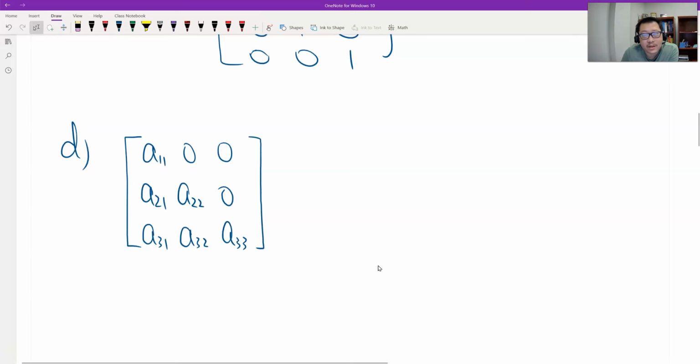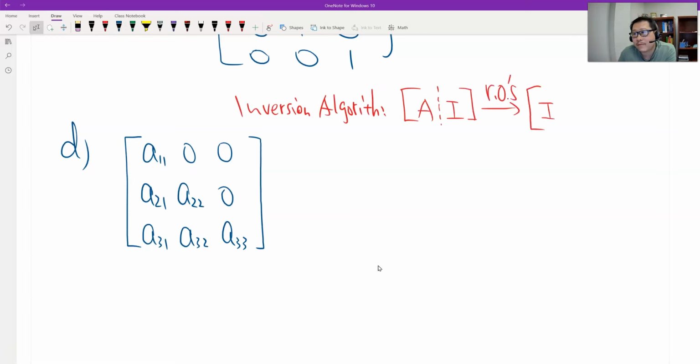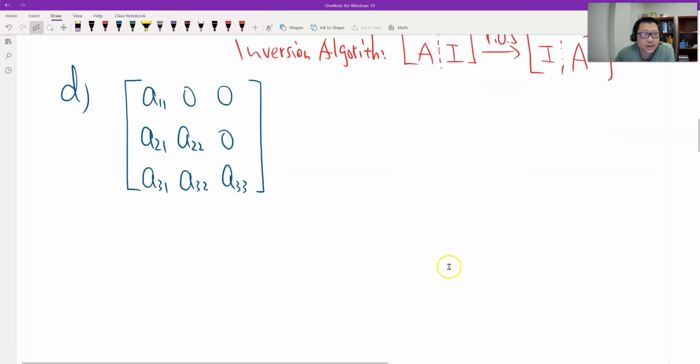Let me put the inversion algorithm here. Inversion algorithm means we have to do row operations to make A into I. I reduce to the row echelon form I, and then I will get the inverse. So we follow the inversion algorithm. Now, to work on this matrix, the first thing, what do we do? We have to make this 1. Okay, easy.